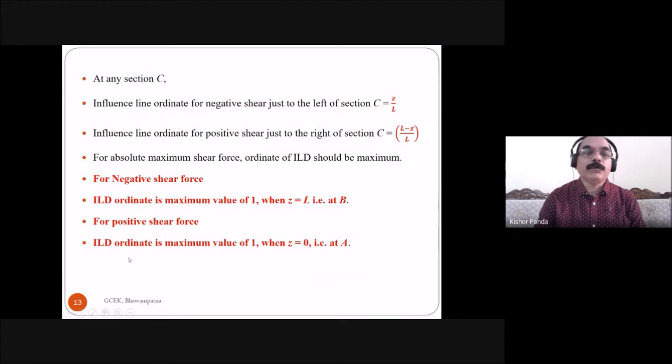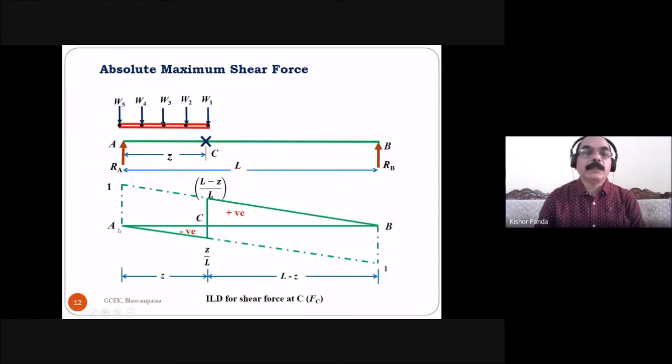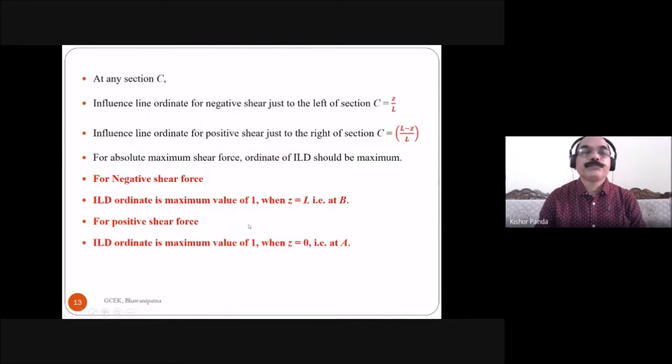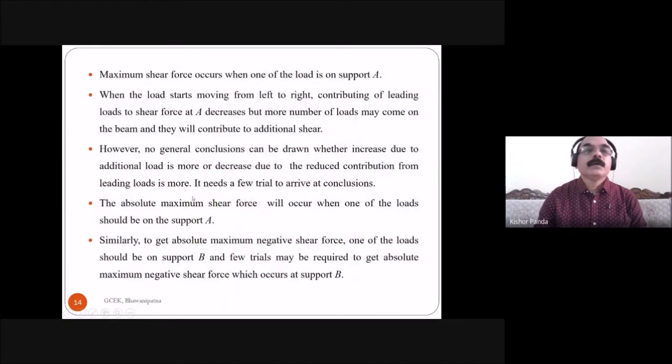Similarly, for positive shear force, the ILD ordinate is maximum, with a value of 1, when Z is equal to 0, that is at A. So at A, when Z is equal to 0, you will get the maximum ordinate for ILD. Here you will get the absolute maximum positive shear force. So maximum shear force occurs when one of the loads is on support A.